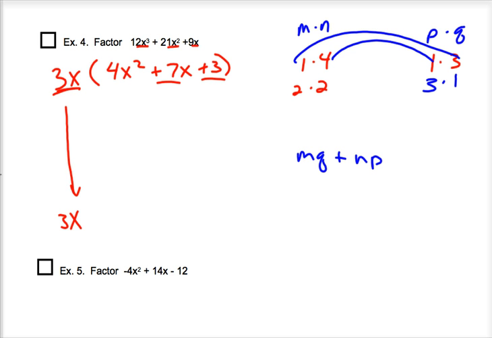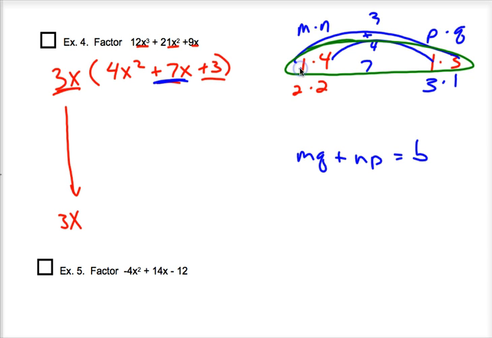Now, what do I get when I add those up? I get 7, and that's what I want. I want to find the MQ plus NP that equals B. So I got 3 plus 4 is 7, and that's what I want. So these are the numbers I'm going to use right here. I'm going to circle those, and then I'm going to plug them in like this.